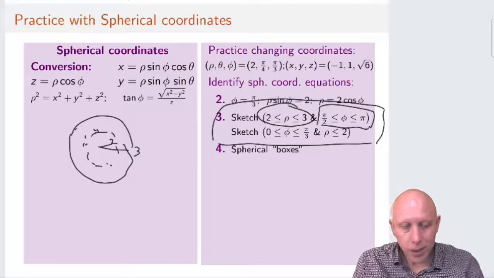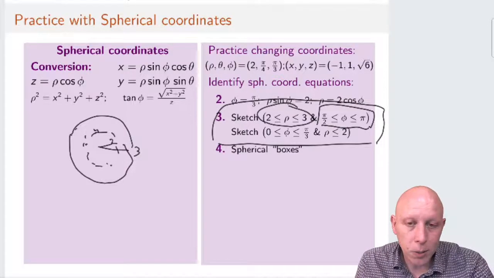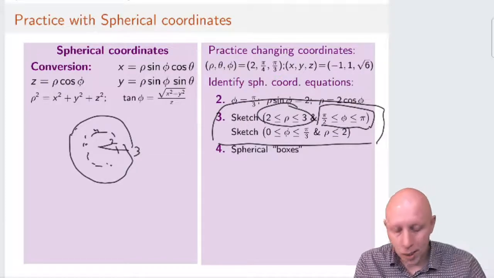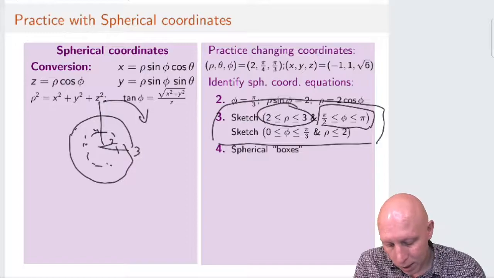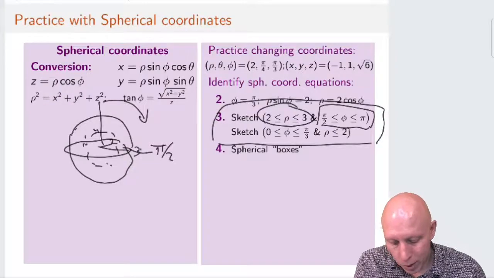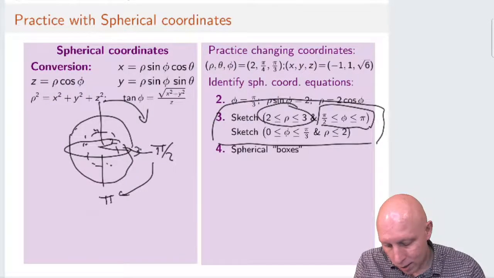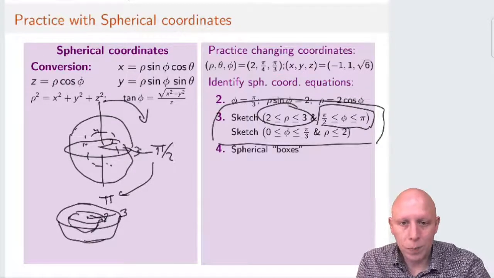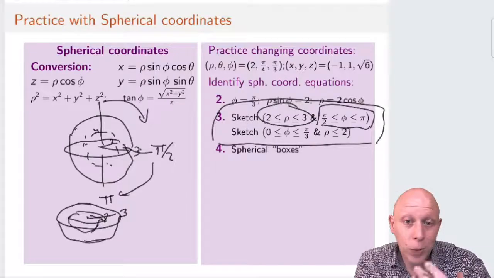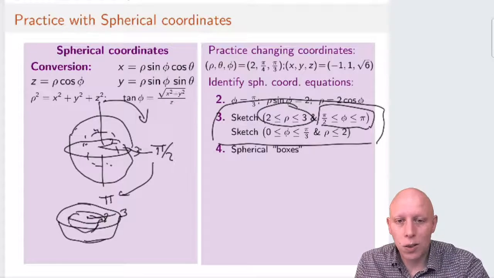Then by specifying that phi goes between pi over 2 and pi, what that's saying is, phi, remember, is the angle from the top, so we want to start at pi over 2 and go all the way down to pi at the bottom. And so this is giving us basically a bowl shape where the outer radius is 3 and the inner radius is 2. And that's a region that we can specify using spherical coordinates.